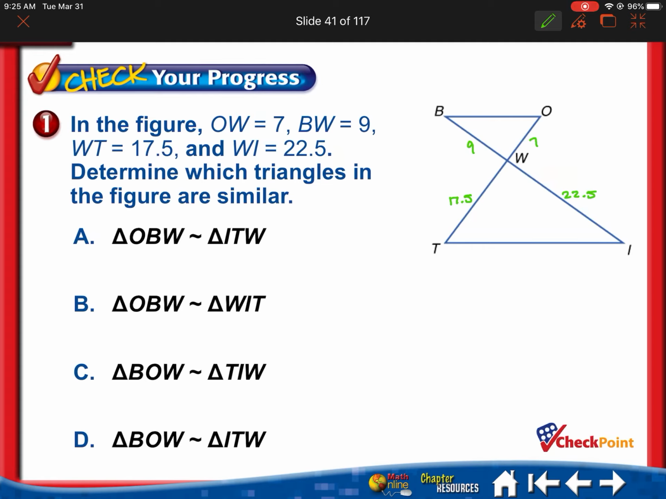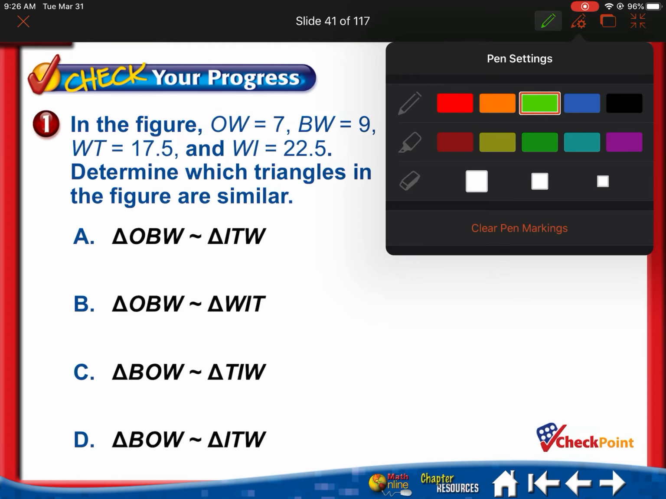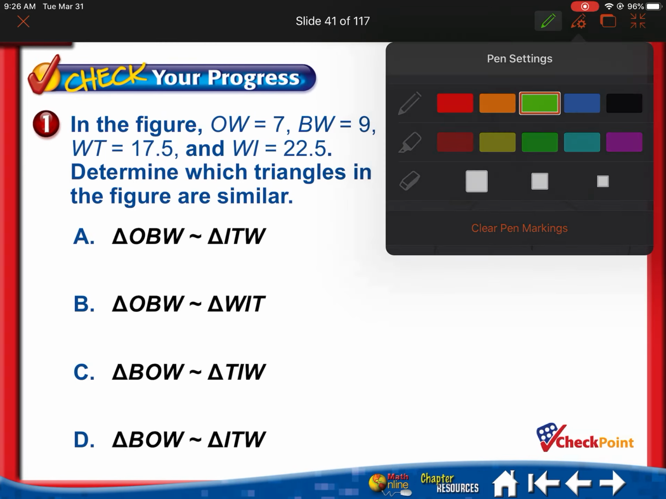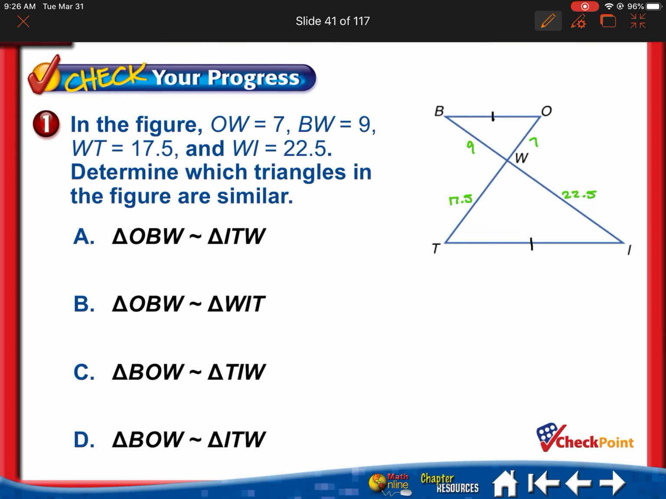So in order to do this, we know that this side is going to correspond to that side. I'm just using these tick marks to show which two are corresponding, not that they're congruent. So now let me say, oh, I already used green. Let's look, TW is corresponding to this one.